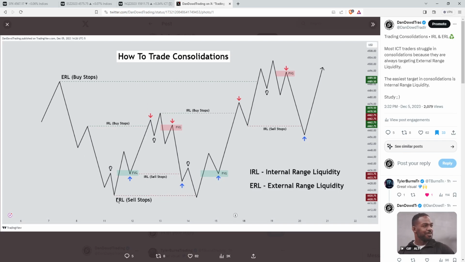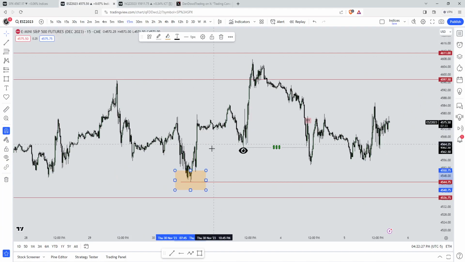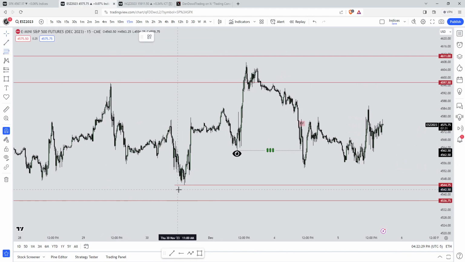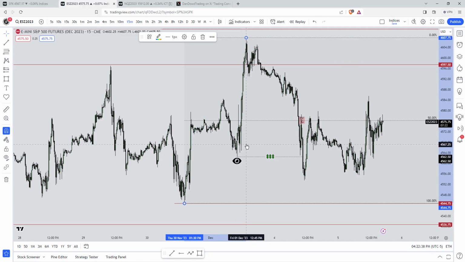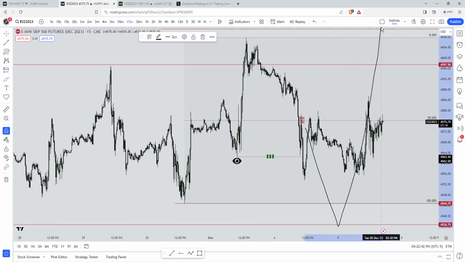From this high to this low, right, that's a range. Any high within this high to this low is considered internal range liquidity. So if we look at a real example of that, when I draw the fib from this swing low to this swing high, right, since we are in a consolidation, I'm only looking to target lows within that range. I'm not looking for expansion to take out both sides, right?